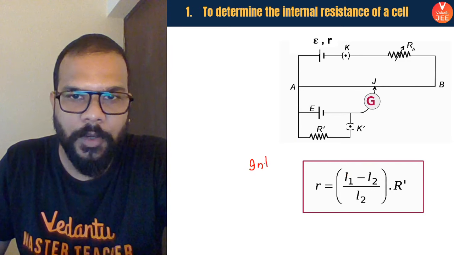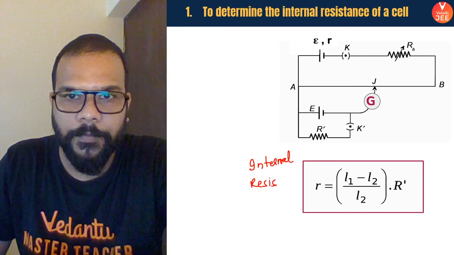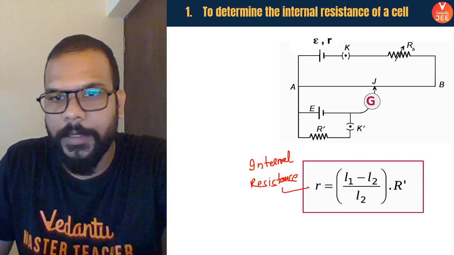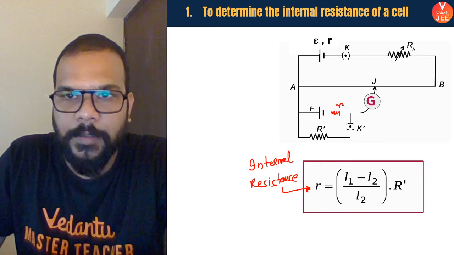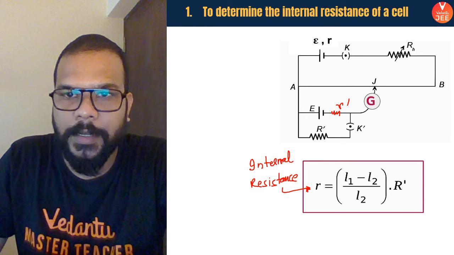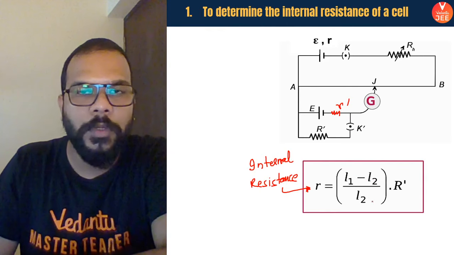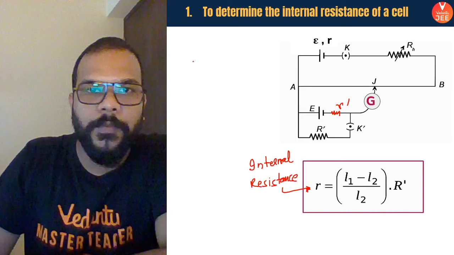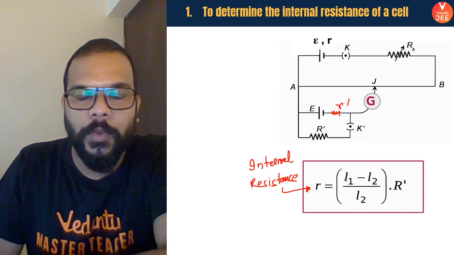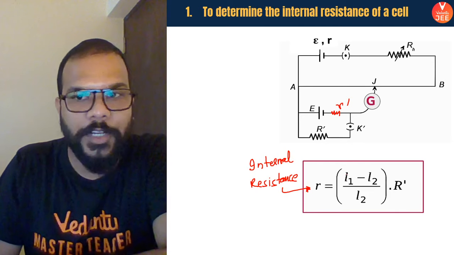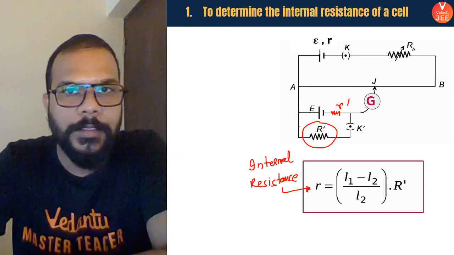This is the result of the internal resistance of the battery that we were interested in finding. Okay guys, so that value comes out to be L1 minus L2 upon L2 into R dash, where L1 is the original balancing length when key was open, and L2 is the balancing length when key K dash gets closed. R dash is this resistance which is connected in the secondary circuit.